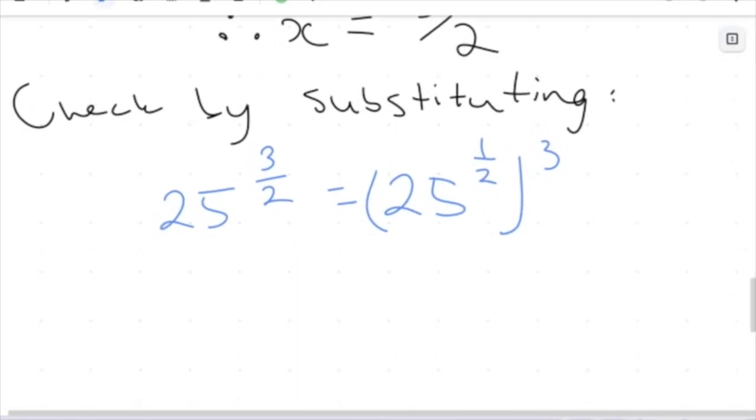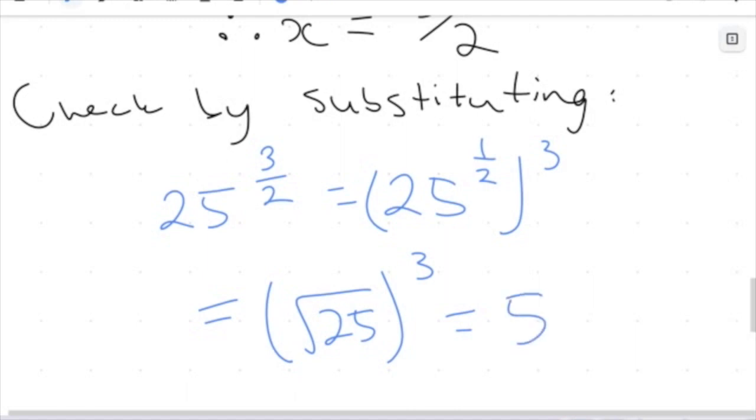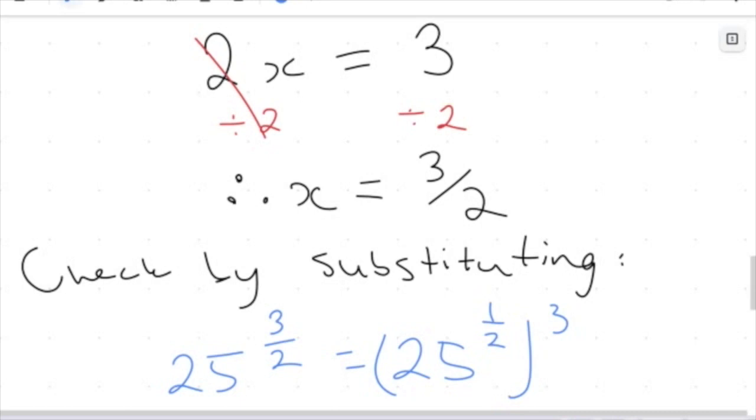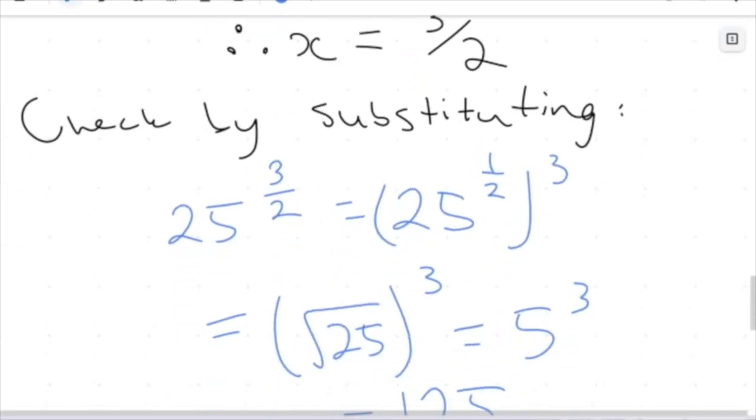Now, 25 to the power of a half, that's like saying the square root of 25. We learned this from fractional indices, all cubed. So the square root of 25 is going to be 5, and we're cubing that. 5 cubed gives me 125. So I get to where I need to go still.